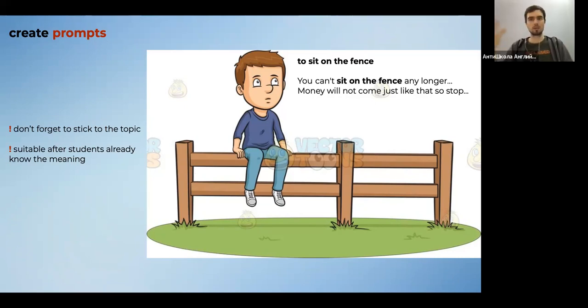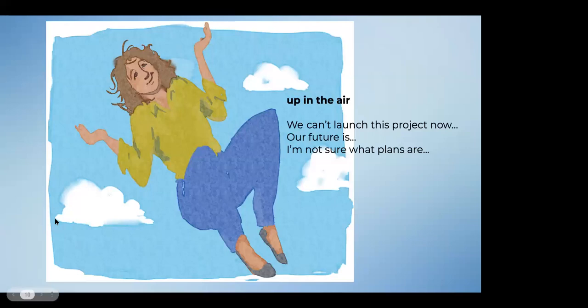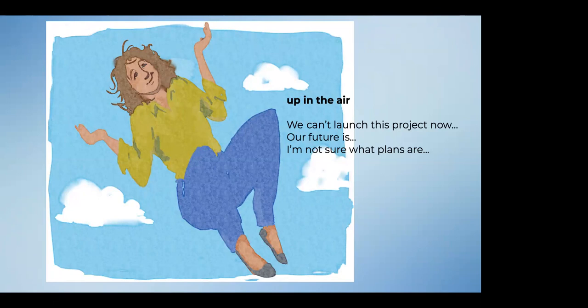Stop sitting on the fence because nothing's going to happen. Nothing's going to happen. Absolutely. Another example here: up in the air. We know they already know what this is. It's a situation that is very uncertain, and we are not sure what's going to happen next. We can't launch this project now, Princess. Our future is up in the air.